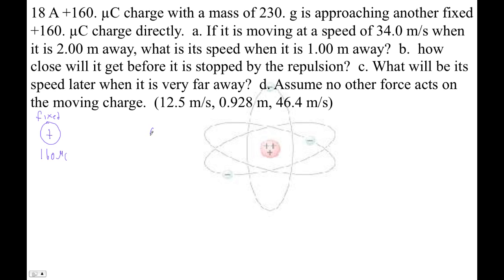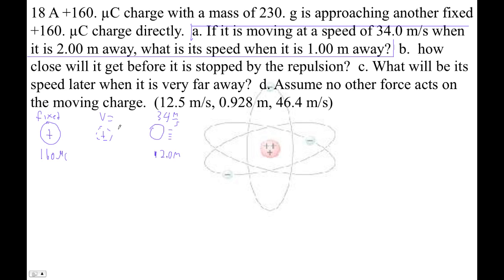It's going pretty fast, going freeway speed. Here it's going 34 meters per second when it's 2 meters away. So the question is, when it's 1 meter away, what is its speed? Let's answer that first. It'll be going slower when it's 1 meter away because it will have more electrostatic potential energy. So we want to know what is its speed here.